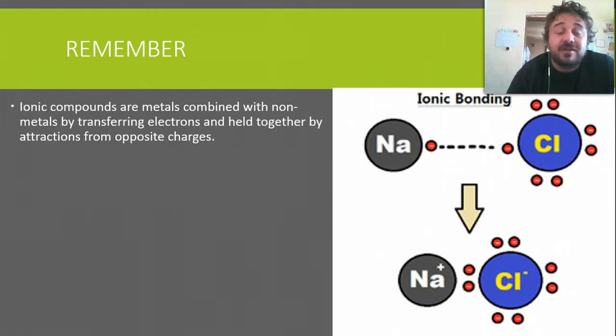Now, what do you need to remember? You need to remember from year 9 that ionic compounds are metals combined with non-metals, and they're created by transferring electrons, and then they're held together by the attraction of opposite charges. So you see, this one sends an electron over there. The chlorine now has a minus charge, or a negative charge. The sodium has a positive charge. We'll talk about why in a minute. And because they have opposite charges, they're stuck together.